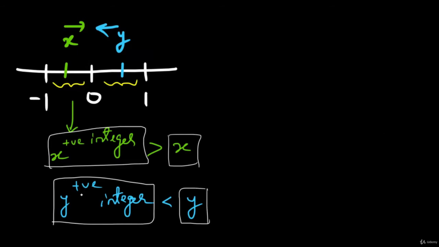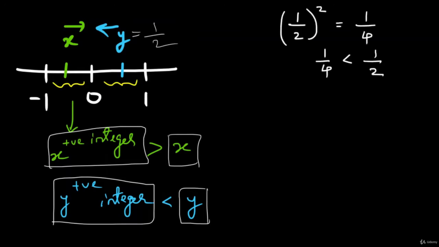Let's take, for example, 1 by 2. So 1 by 2 is a number between 0 and 1. So let's take y as 1 by 2. Now if we raise 1 by 2 to the power 2, we get 1 by 4, right? 1 by 2 the whole square is 1 by 4. Now you can see that 1 by 4 is less than 1 by 2, right? So we have moved towards the left.